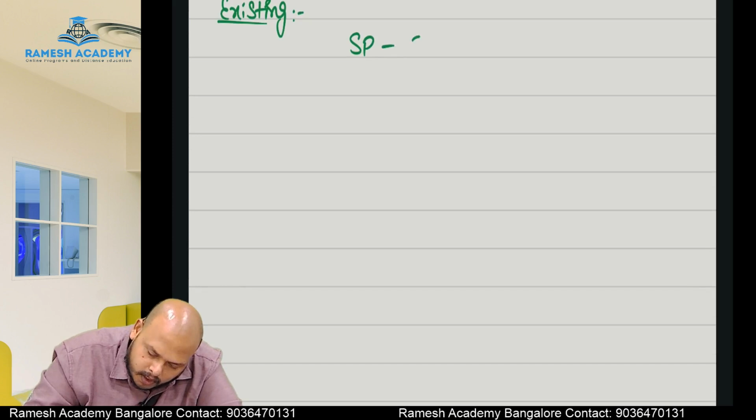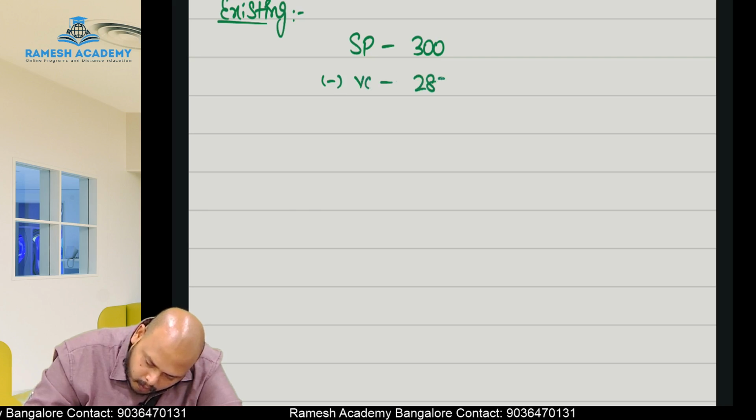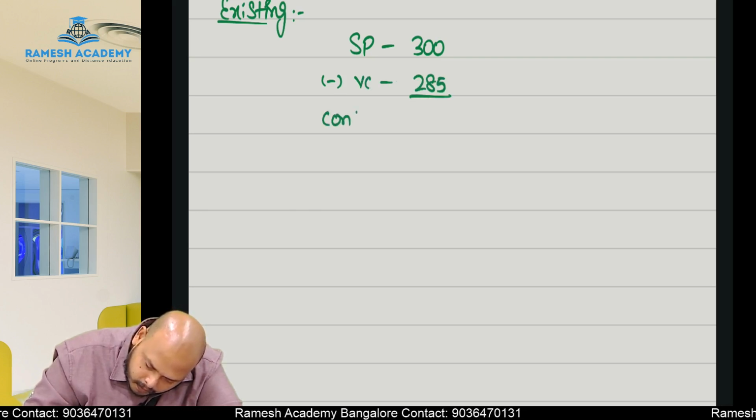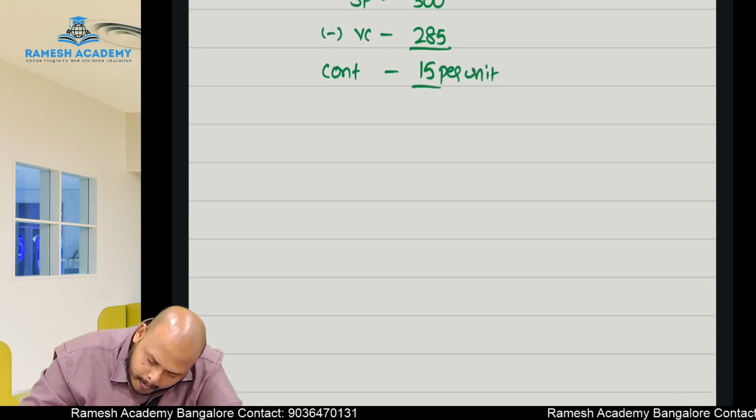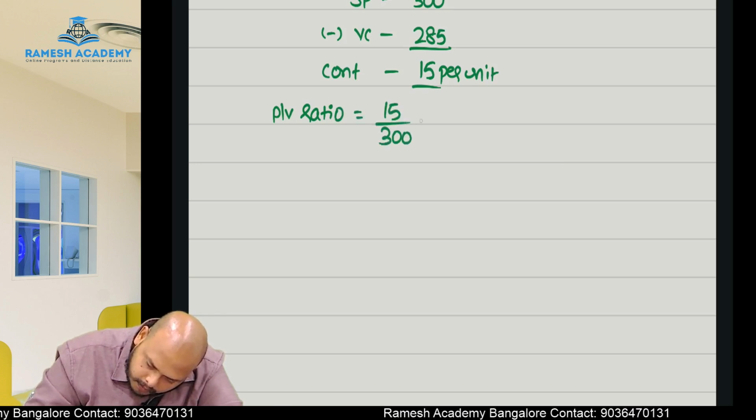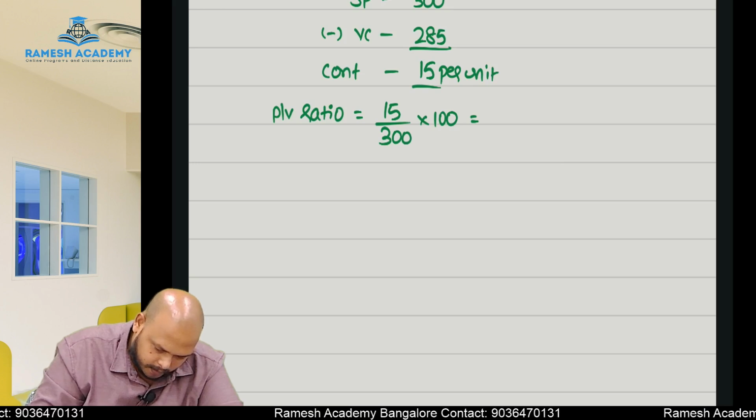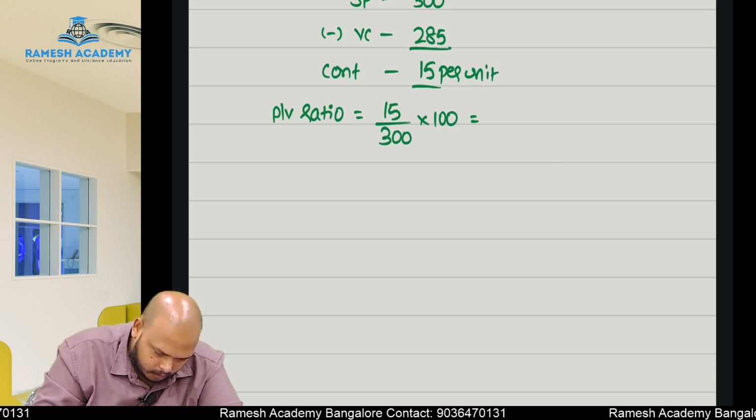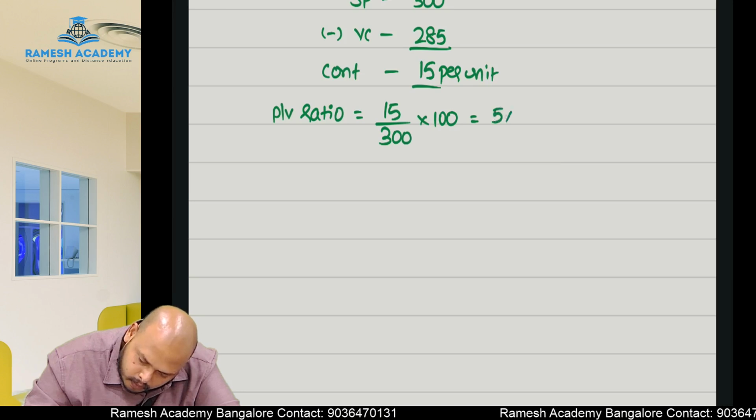Existing, what is the selling price he gave? 300 minus what is the variable cost he gave? 285. How much is the contribution? 15 per unit. PV ratio is equals to contribution divided by sales into 100. 15 divided by 300 into 100. How much is the PV ratio? 5%.